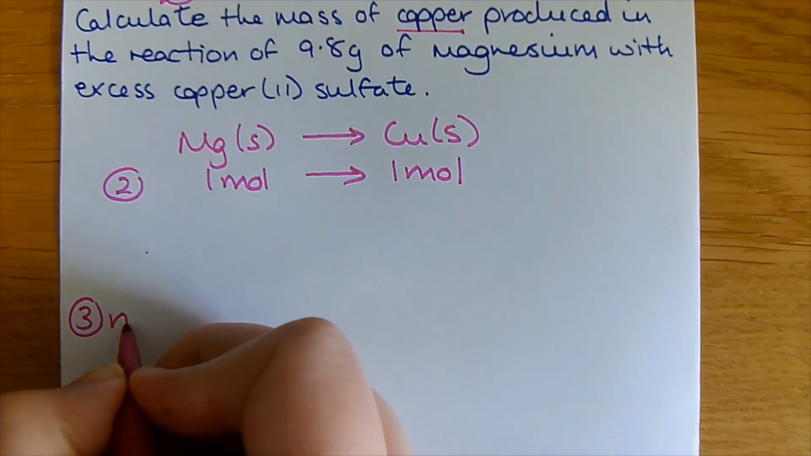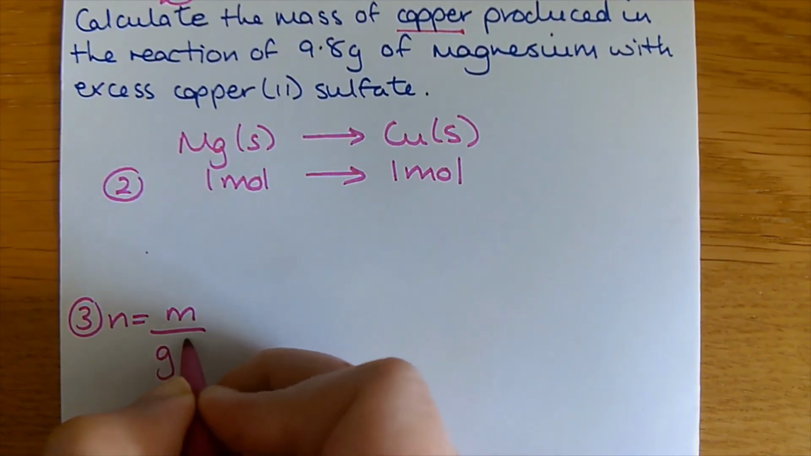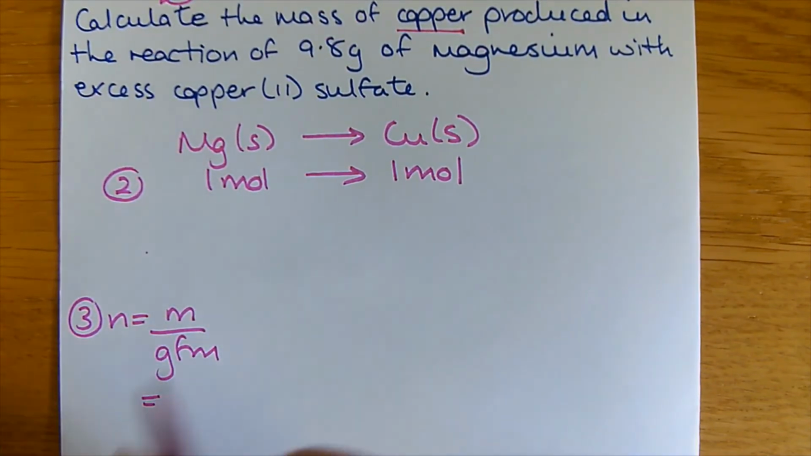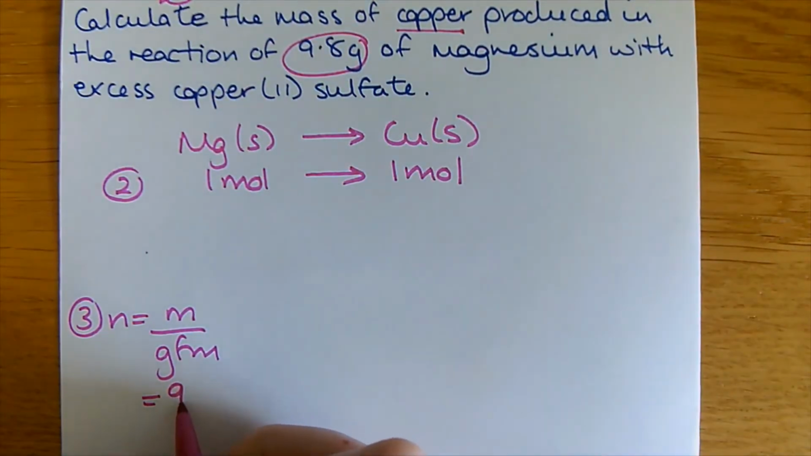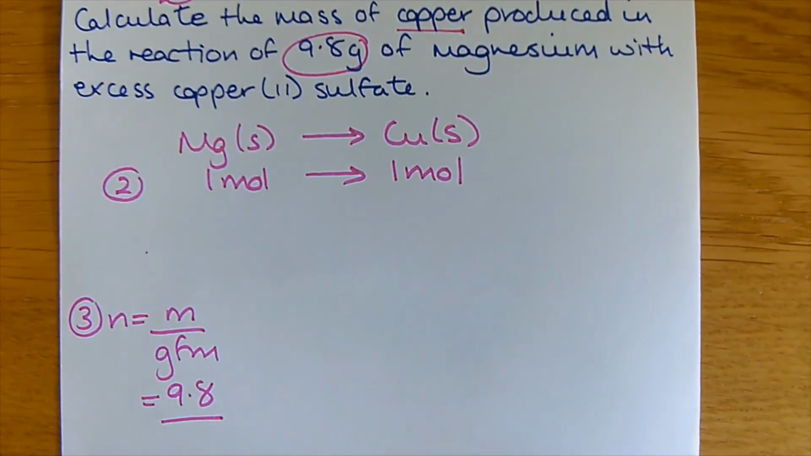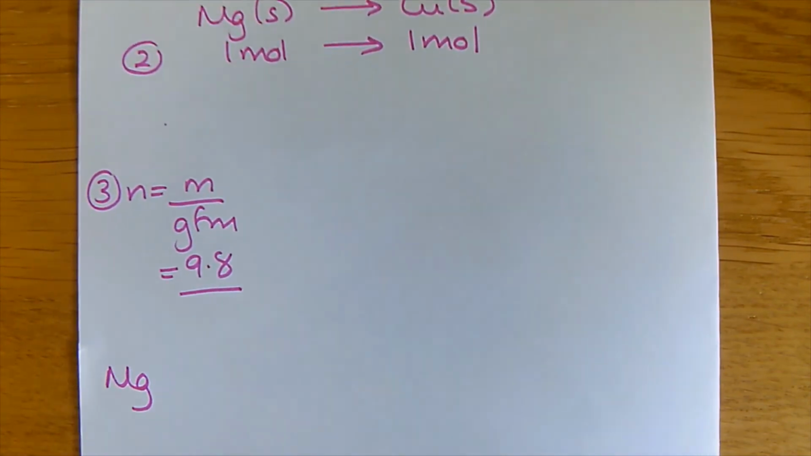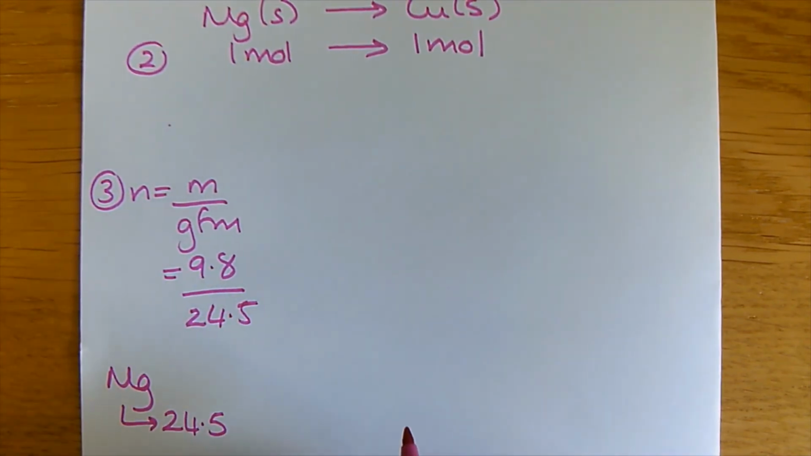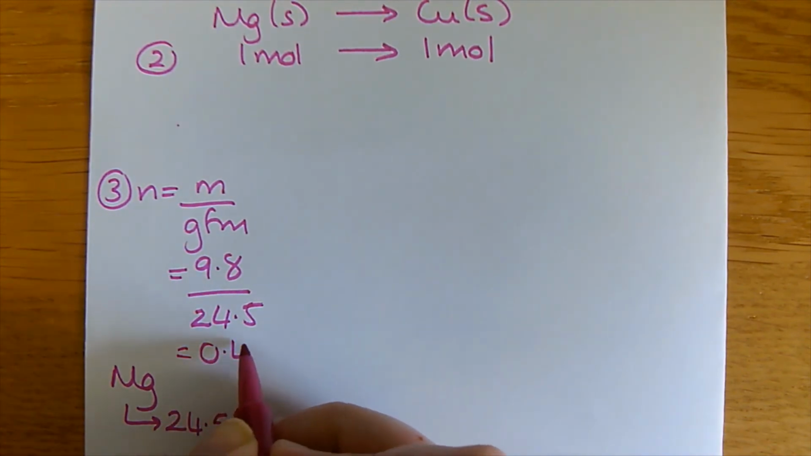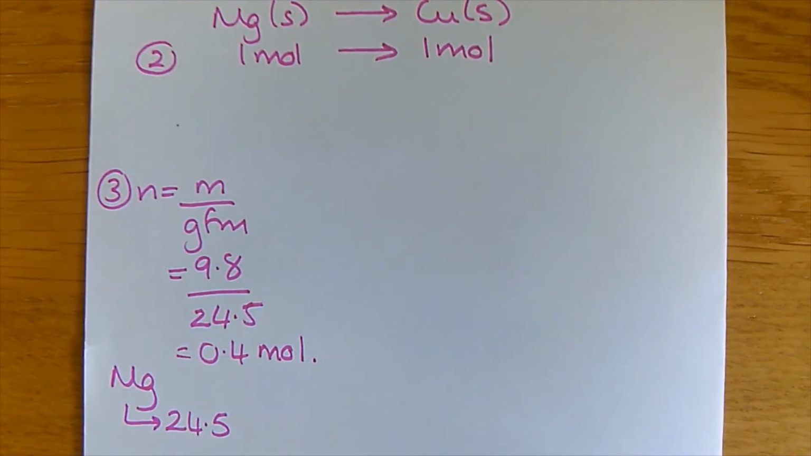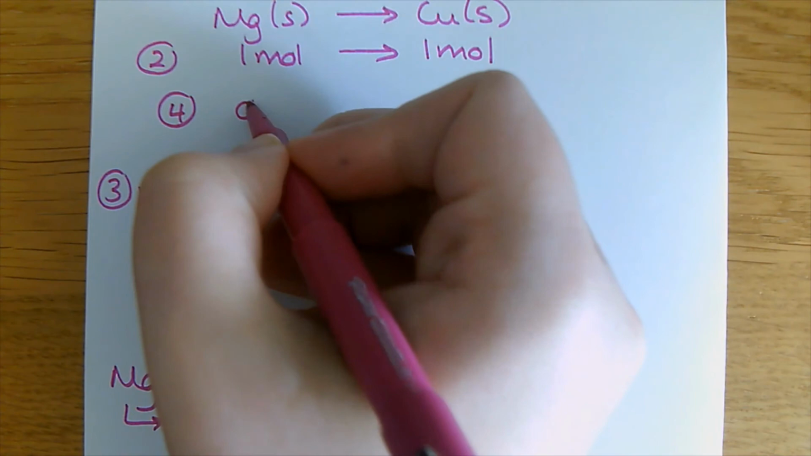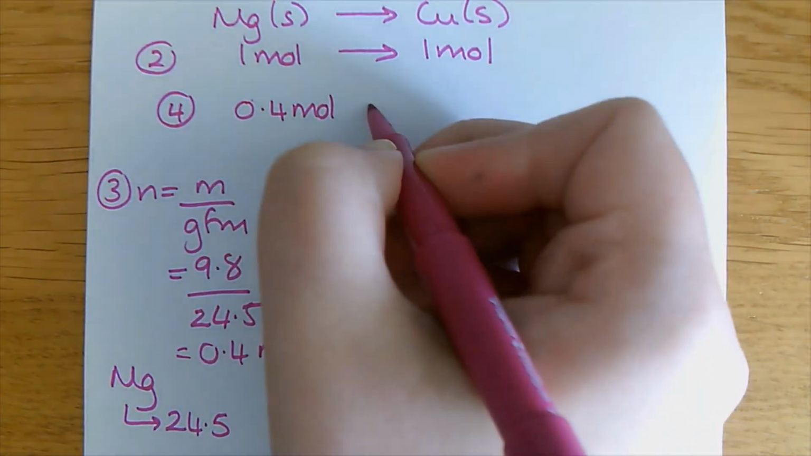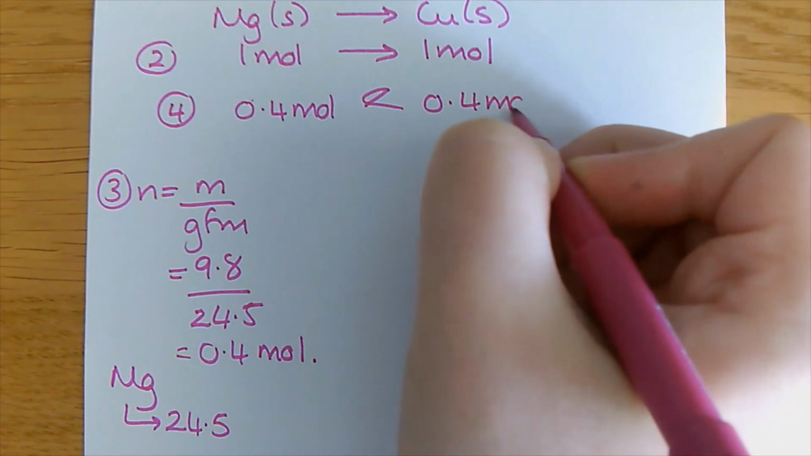For step 3, to work out the number of moles we actually have, mass divided by gram formula mass. The mass of magnesium is given to you in the question as 9.8 grams. If you look in your data book for the relative atomic mass of magnesium, you'll find it's 24.5. 9.8 divided by 24.5 will give you an answer of 0.4 moles. Bringing that back up to our mole ratio. Before we had a 1-to-1 ratio. In actuality, we have a 0.4 mole to 0.4 mole ratio.